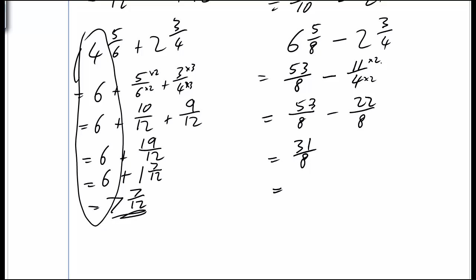3 eights are 24. So 3 and 24 from 31 is 7. So it's 3 and 7/8.